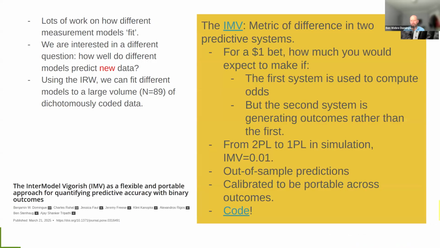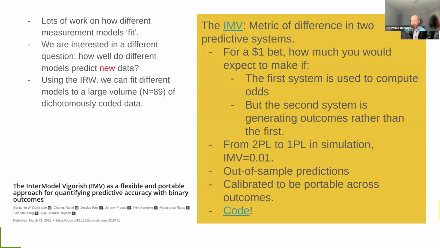To understand prediction across these different data sets, we use this metric that we've been working on for a few years, known as the IMV. This has been a collaboration with Charles Rahal, who's a demographer at Oxford. And the IMV is a metric of difference between two different predictive systems. And the game we're playing is as follows, right? We ask about a scenario where you are a bettor and you're putting down $1 on an outcome.